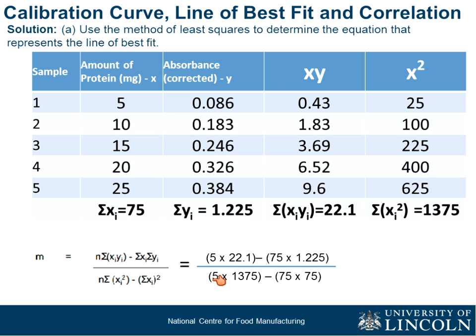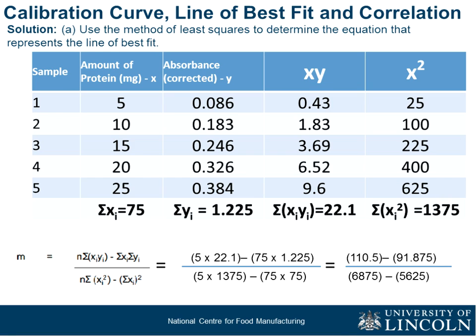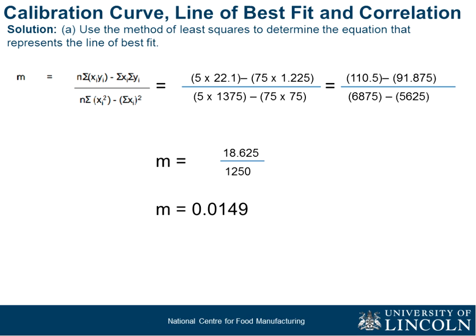Don't forget that you need to follow your BODMAS rule. Then times summation of X square, which is here. And your summation of X, which is 75, squared, which is 75 times 75. All you need to do is just to put all this in your calculator, and you have your M to be this. Okay? Your M is that.